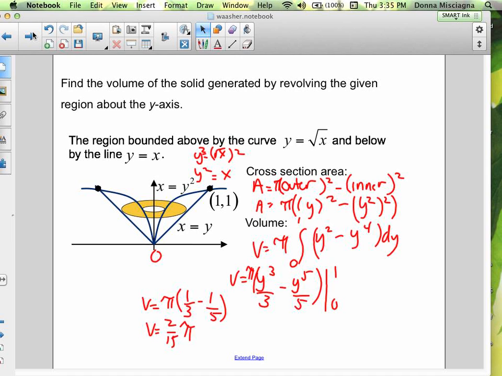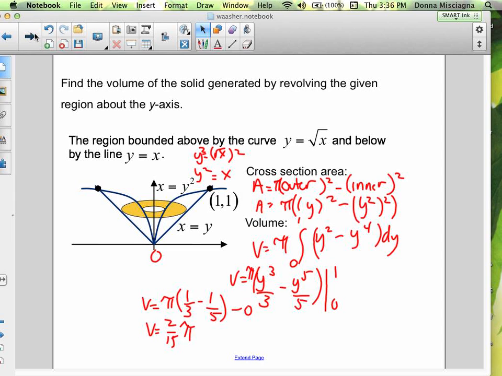Y cubed divided by 3 minus y to the fifth divided by 5. Integrate that from 1 to 0. If you plug in the 0, of course, that'll be 0. So we're going to have 1/3 minus 1/5 times pi. A common denominator there is 15, so that would be 5/15 minus 3/15, or 2/15 pi. All right, so not too difficult on that one.